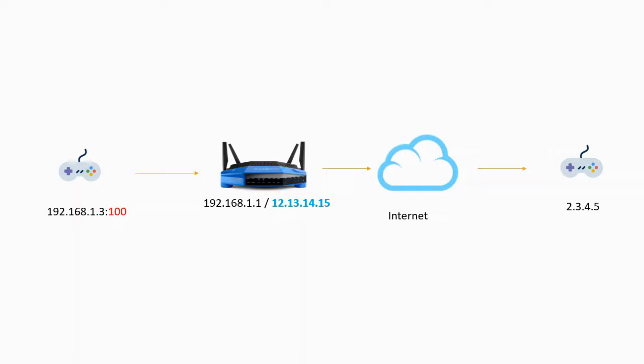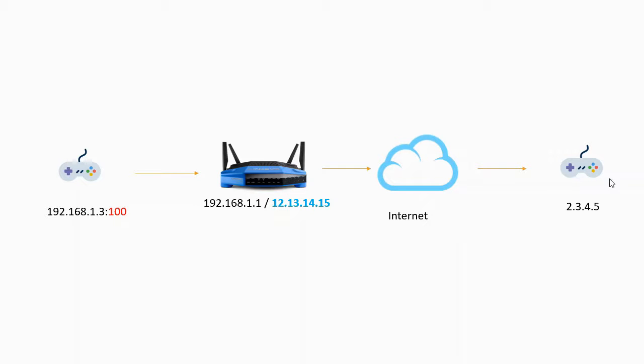Let us understand port forwarding with an example. This is a typical home network setup. We have our home router and we have our gaming console, and this is the internet, and this is the gaming user outside our network in the internet. So our router has this IP address of 192.168.1.1, which is a private IP address, and our gaming console has an IP address of 192.168.1.3, which is again a local or private IP address. And imagine my game server is running at the port 100.